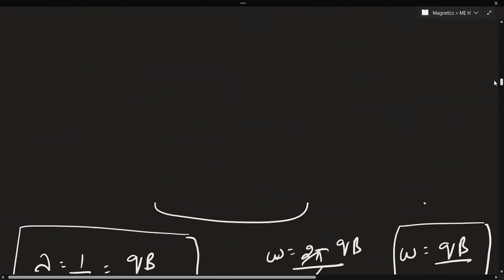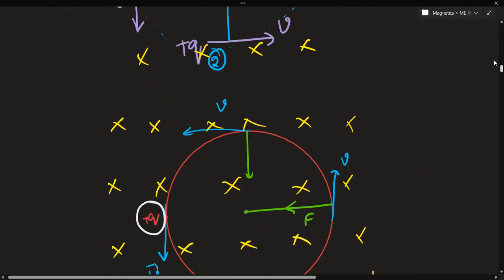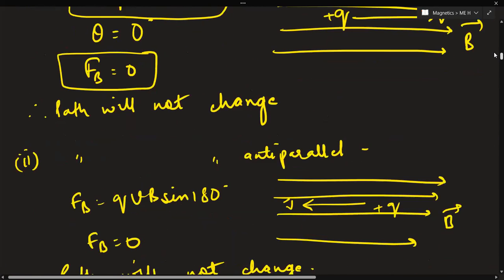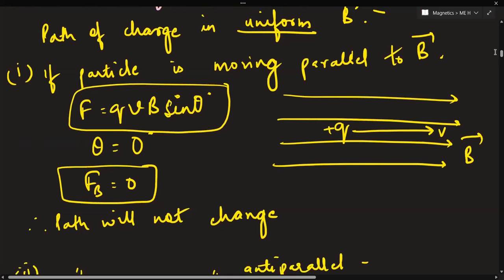First 2 cases are very easy. Just take the screenshot, Darshan. After the class, you can copy it down. First case is this. See, QVB sine theta is the force. So for all these 4 cases. The first 2 is very easy. You will be able to do.